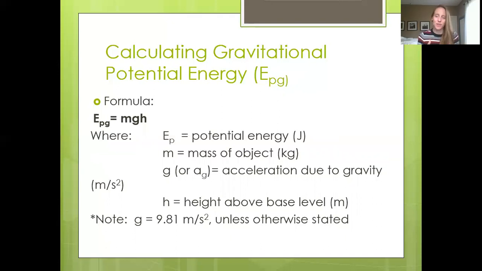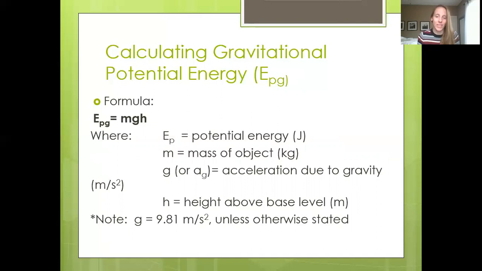Okay, this is one of like the two most important formulas that we're going to deal with in this entire unit. This is when we calculate gravitational potential energy. So the formula is EPG equals mgh. EPG is just the potential energy due to gravity, or gravitational potential energy.